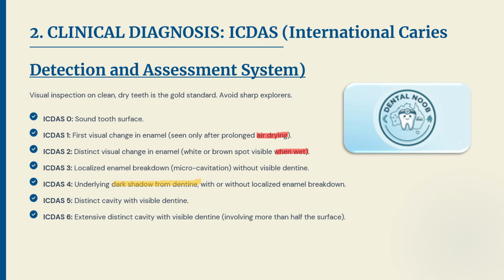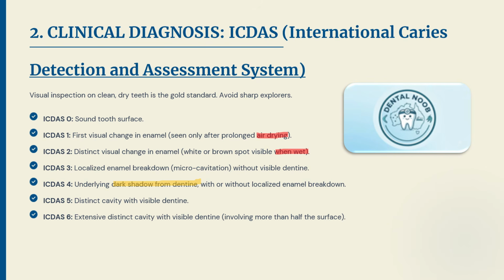So here, you can see there is a dark shadow from dentin, because you know that enamel is more translucent, dentin is more opaque. So when you see that there's a lot of loss of enamel, you can see the dentin, which is more opaque. So you can see the shadow of dentin, with or without localized enamel breakdown.